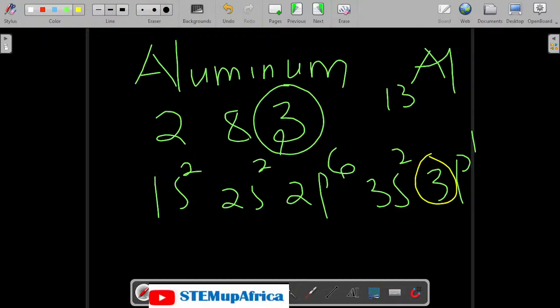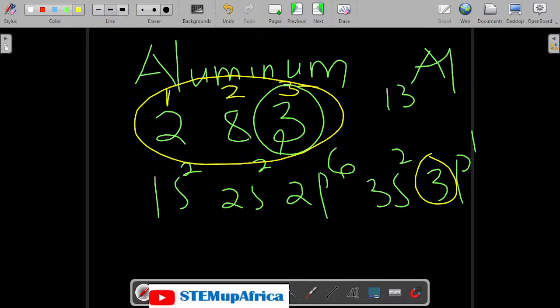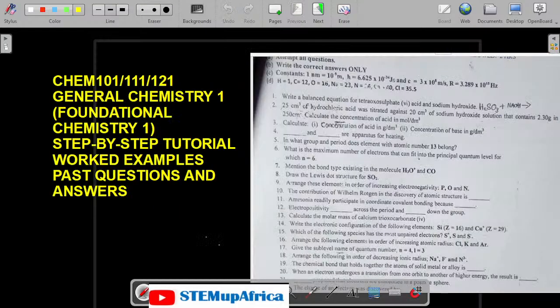You can also use it to determine the period, not only the group. By writing 2, 8, 3, it belongs to group 3. How many shells does it have? It's 3 shells. 1, 2, 3. That means it's in group 3 and also in period 3. For the period, just count the number of shells. So aluminium is in group 3 and period 3.